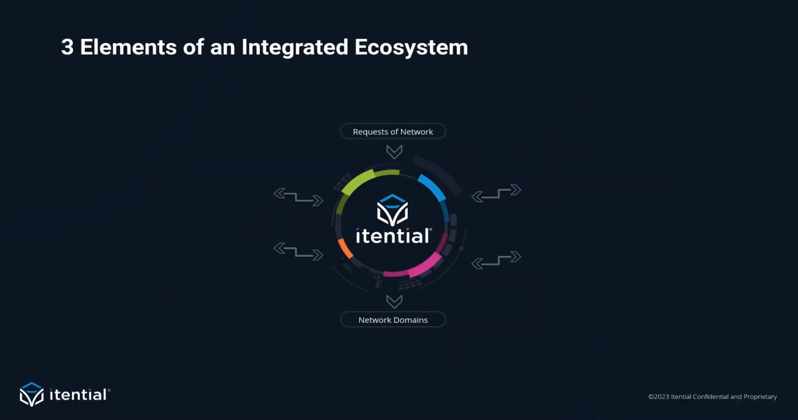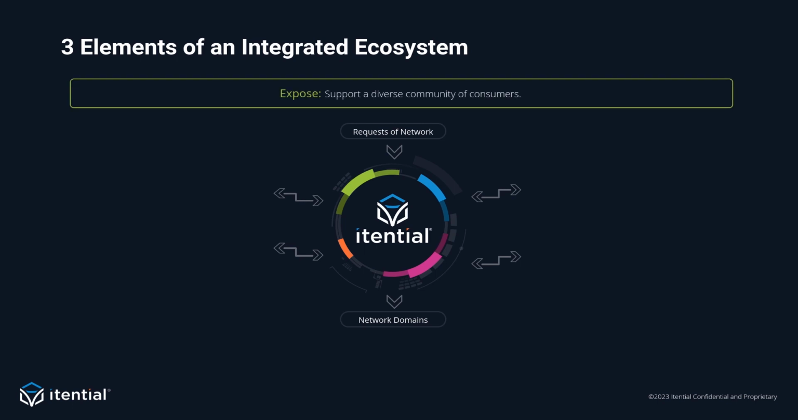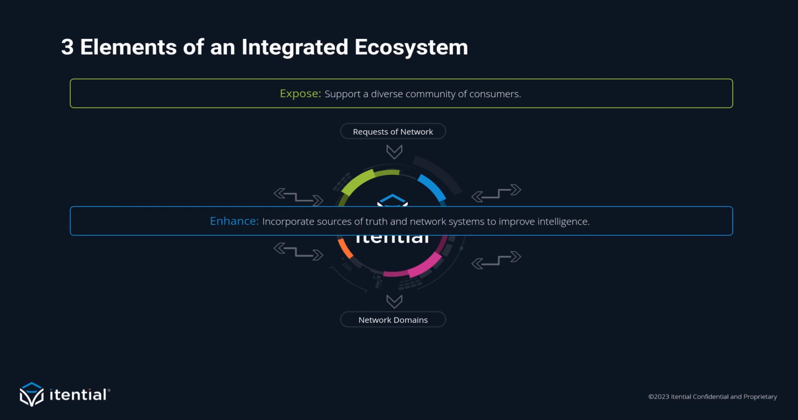In the Itential model, we think of the integrated ecosystem as having three elements. The first element is around exposure, and the goal of exposure is to be able to support a diverse community of consumers. The second element is the enhancement part, where we're going to utilize sources of truth and network systems and other sources of information to improve the intelligence of how our automations and orchestrations execute.